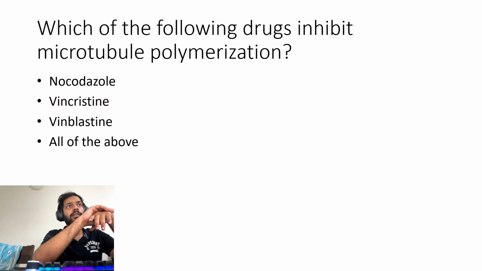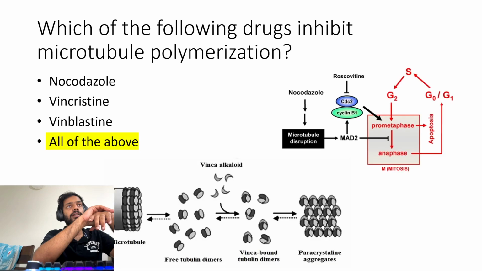Which of the following drugs inhibit microtubule polymerization? Nocodazole, vincristine, vinblastine, or all of the above? What do you guys think? E. All of these drugs, in fact, inhibit microtubule polymerization to varying extents.